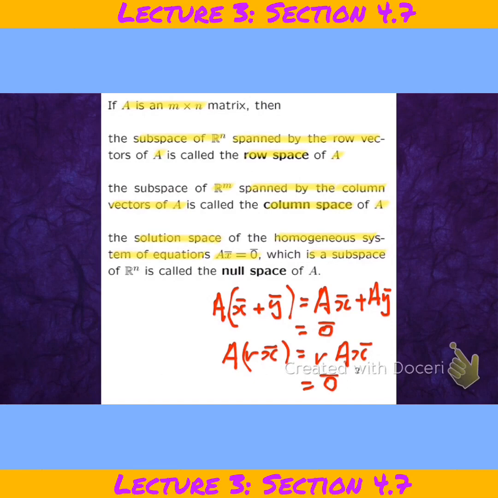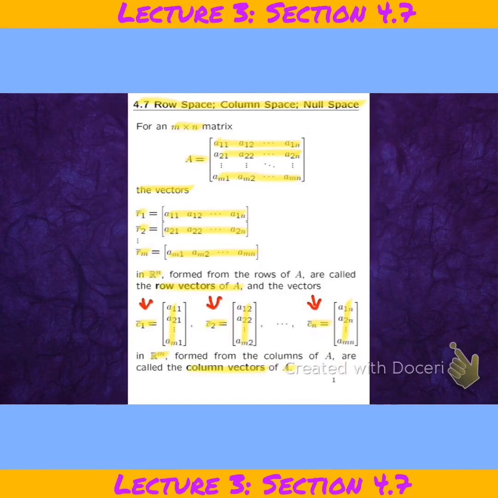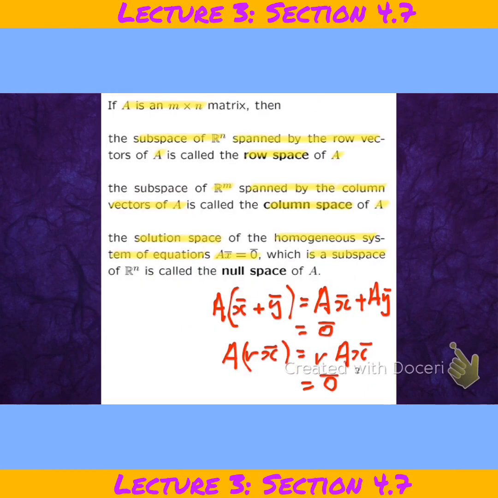So the null space is always a subspace, and it's a subspace of Rn because there are n columns, and therefore it's in Rn. That is called the null space of A. So the null space of A is the set, or the space, formed by all the possible solutions to that homogeneous linear system.